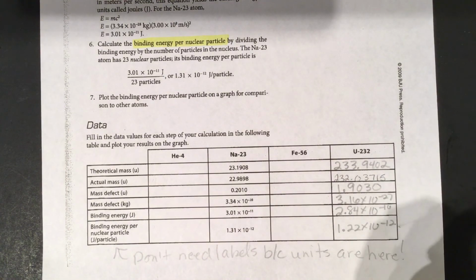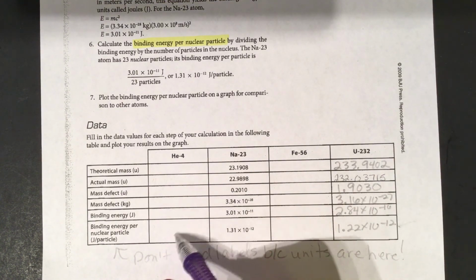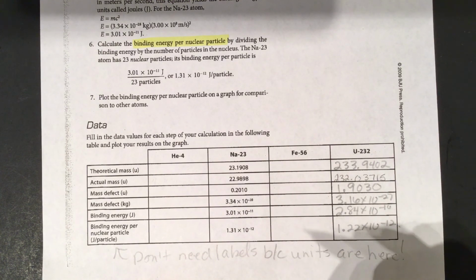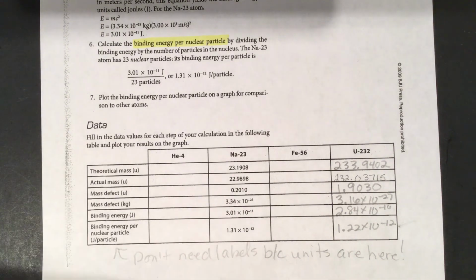Okay? And I want you to follow those steps and do the calculations for helium 4 and iron 56. So go ahead and do those calculations, and I will be back with another video to walk you through the graph a bit and a few of the answers.